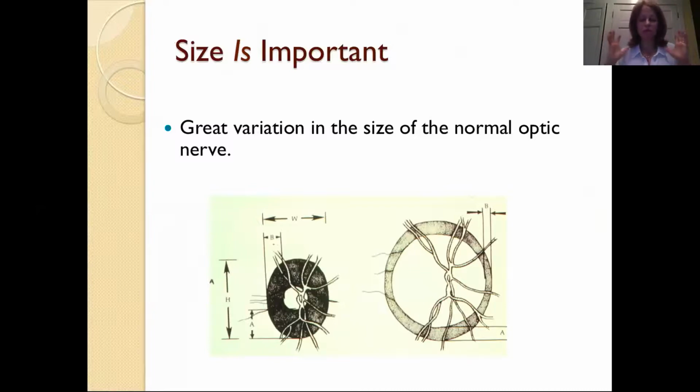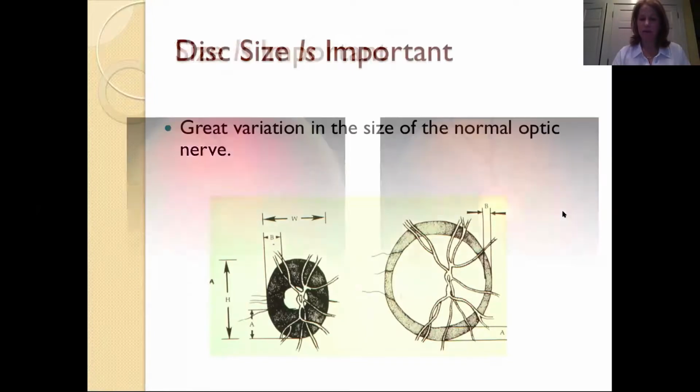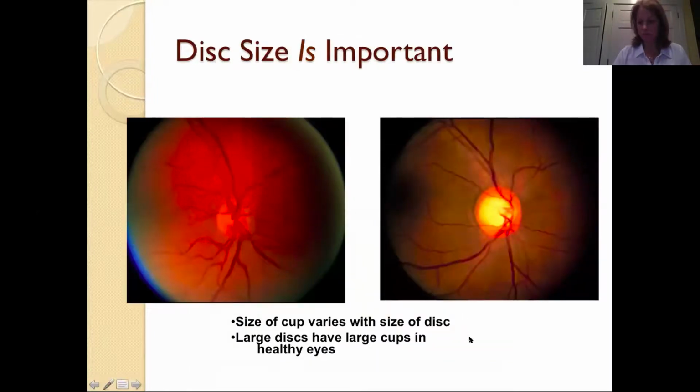For me, one of the most important first steps is to judge the size of the optic disc. I'm not talking about the size of the cup, I'm talking about the actual size of the optic nerve. There is great variation in the size of the optic nerve. So that these two optic nerves are both normal optic nerves. We have a small optic nerve here, and we have a large optic nerve here. And you can see they look very, very different, even though they are both normal optic nerves.